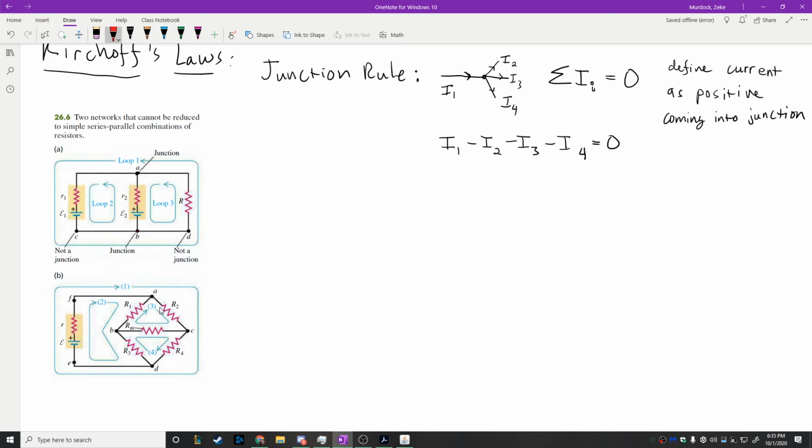That's the junction rule. Another way this ends up getting written, if you just rearrange it, would be that I1 should be equal to I2 plus I3 plus I4. And if you want to think about it like that, you can. This is often easier to remember. It's like whatever current flows in has to be equal to whatever current flows out. Okay. The other Kirchhoff rule is called the loop rule.